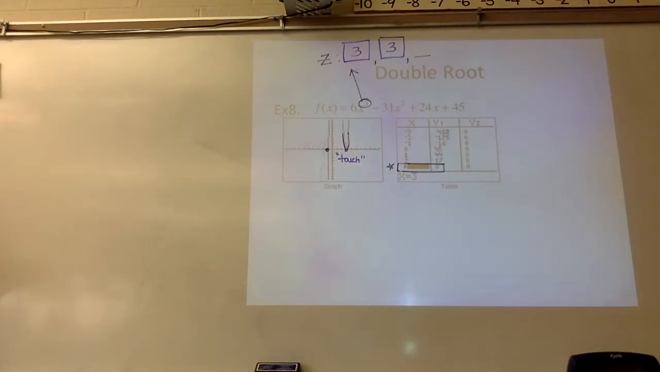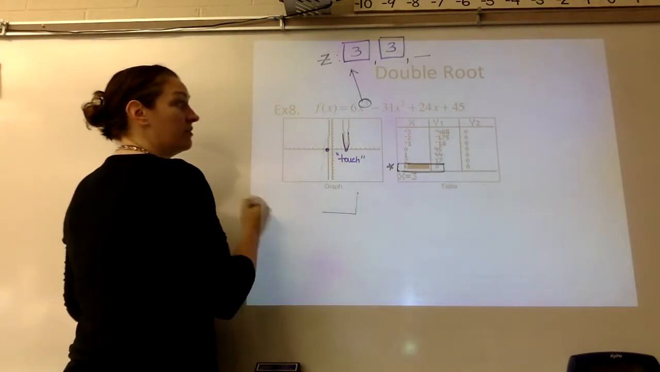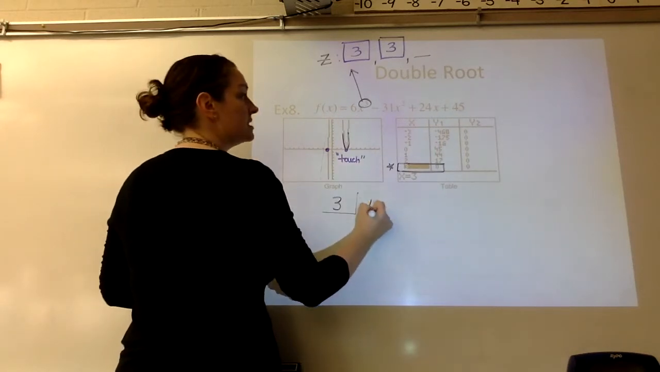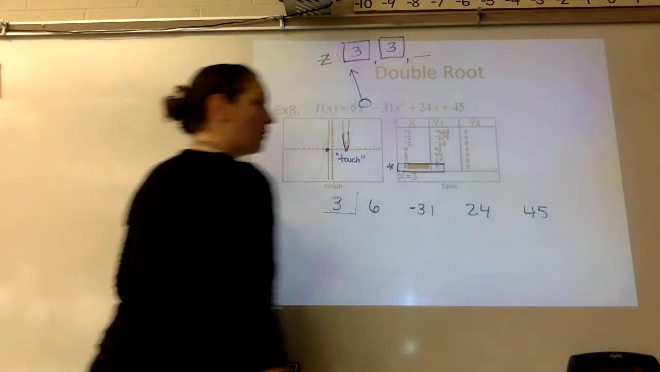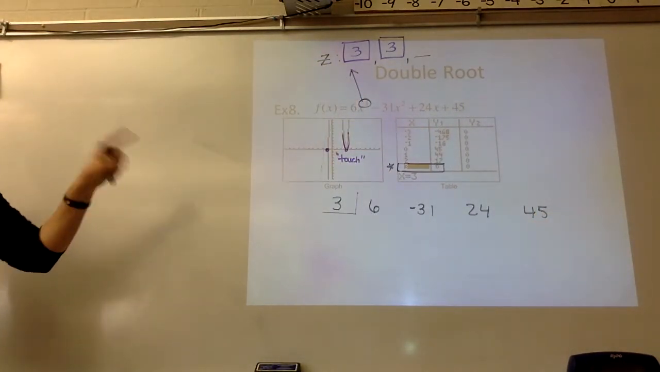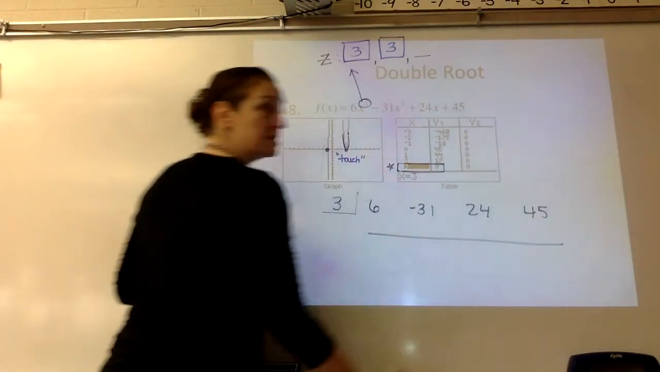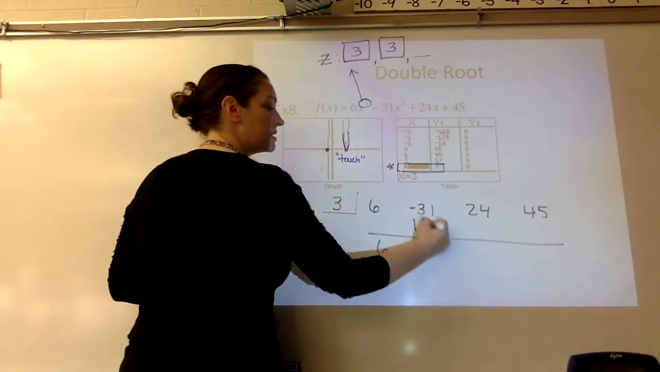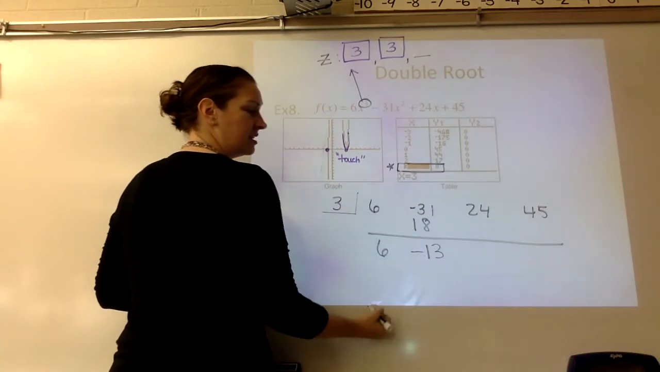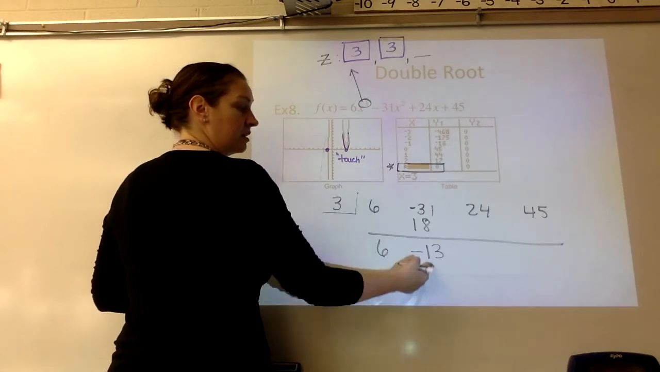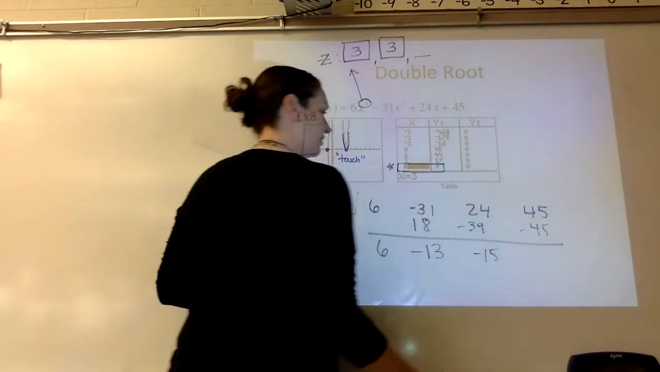So now the idea here is we're going to use synthetic division, which is our fastest method to do this, and we're going to synthetically divide by 3 twice. So I'm going to take 6, negative 31, 24, and 45. Do I have every power represented? X cubed, x squared, x and a number. I have 4 of them. And quickly, all of these should come out to 0 unless I'm doing something wrong. 6, 18, negative, what, 13? 13, negative 39, negative 15, negative 45, 0.